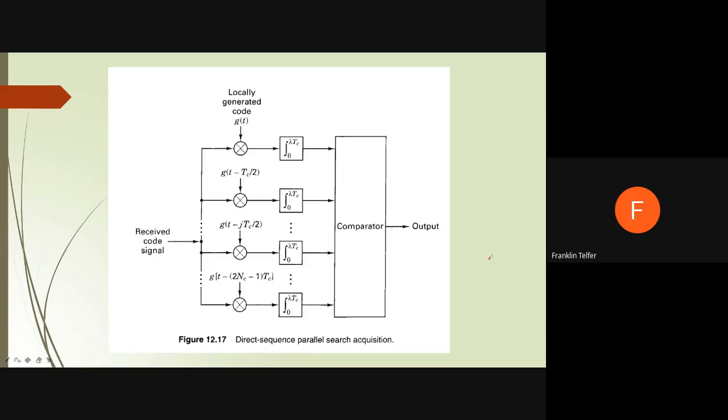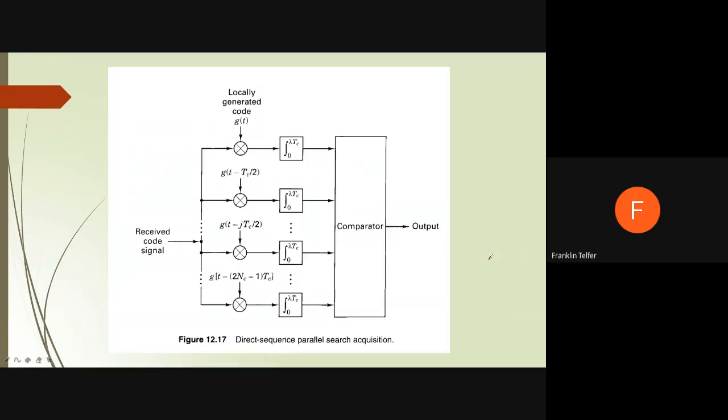After that, it will give 2Nc correlated outputs, so the output is twice Nc. There is a received code, there is a delay element, there is a correlation being done with this integration, and there is a comparison. It compares all the inputs and gives the output. The locally generated code corresponding to the correct correlator will give the largest output, which will be twice that of the received code.